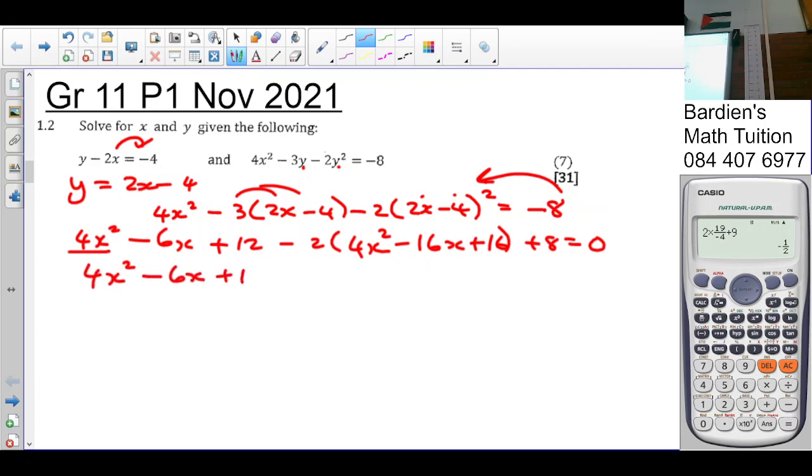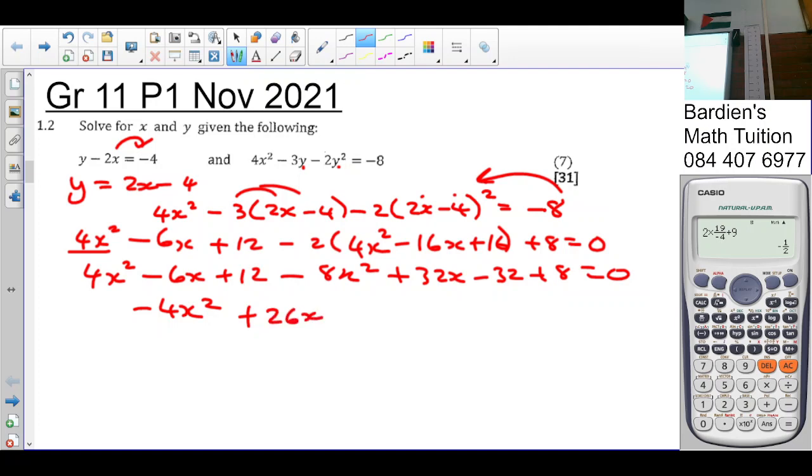Before I make a mistake, I'd rather play it safe. Negative 4x, 8x squared plus 32x minus 32 plus 8 equals 0. So 4x squared minus 8x squared is negative 4x squared. Negative 6x plus 32x is positive 26x. 12 minus 32 is negative 20 plus 8 is negative 40.